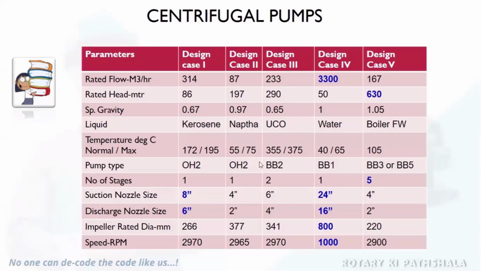Now you see the configuration has changed from OH2 to BB2. What does it mean? The number of stages is 2 here. So what does it indicate? Overhung pump OH2 cannot meet the requirement of 233 with 290 meter head generation. 233 it can handle, but along with the rated head of 290 meter, the OH2 pump is not sufficient.